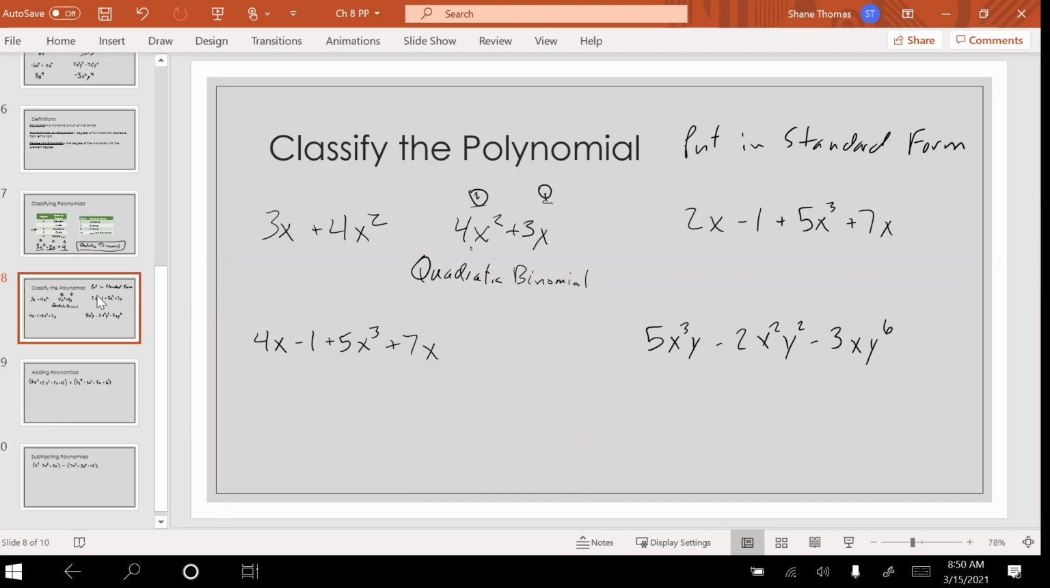The degree is your exponents. So looking at this term right here, I have x to the second power, so it's degree 2. This one here is x to the first power, so it's degree 1. Okay, so the biggest one here is what? 2. So the overall thing is a degree 2, which is going to be a quadratic.